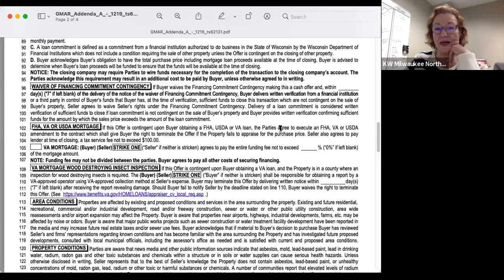Now, anybody using an FHA, VA, or USDA mortgage, and if this offer is contingent on buyer getting any of these mortgages, the buyer agrees to execute an FHA, VA, or USDA amendment to the contract, which shall give the buyer the right to terminate the offer if the property fails to appraise for the purchase price. And remember, appraisal for these loans also includes in a limited list repairs or defects in the property. It's not just an appraisal of value. Seller also agrees to pay lender at the time of closing a tax service fee not to exceed.